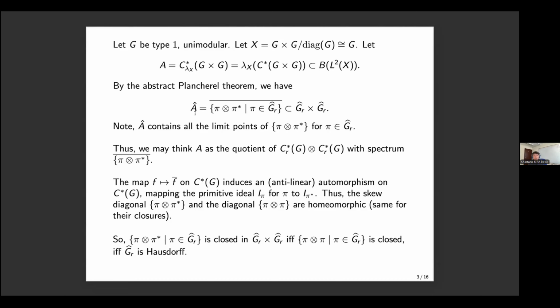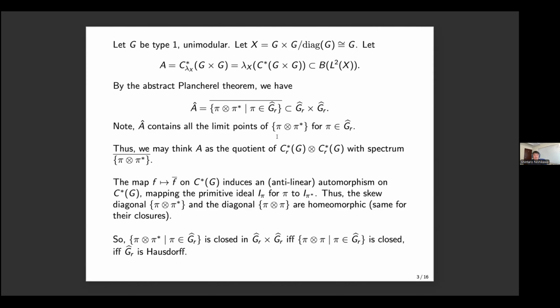Then what we can say from the abstract Plancherel theorem is the following. The spectrum A hat is canonically identified with the set of pi tensor pi star, where pi is in the unitary dual, and then take the closure because it has to be a closed subset. This follows just by the abstract Plancherel theorem, which is applicable even for just tracial representations of type 1 C-star algebras. So this is some closed set in G hat times G hat. As I said, A hat contains pi tensor pi star, but also the limits of those points.